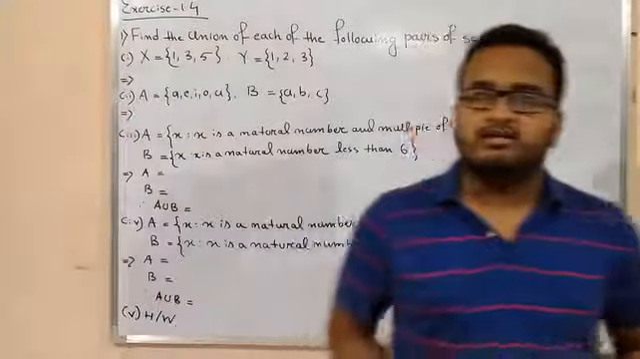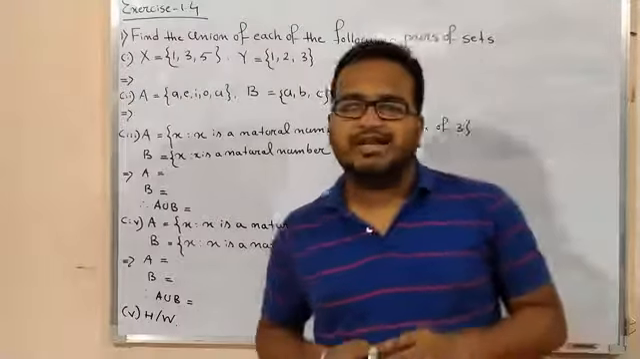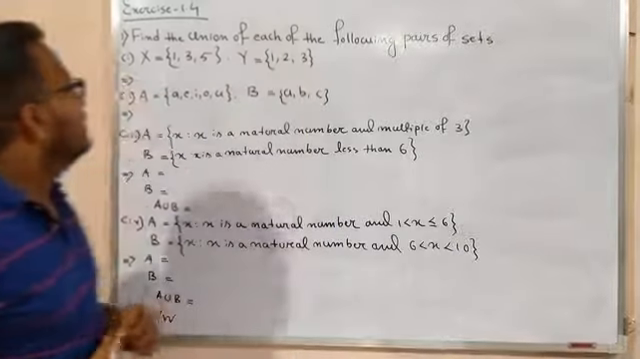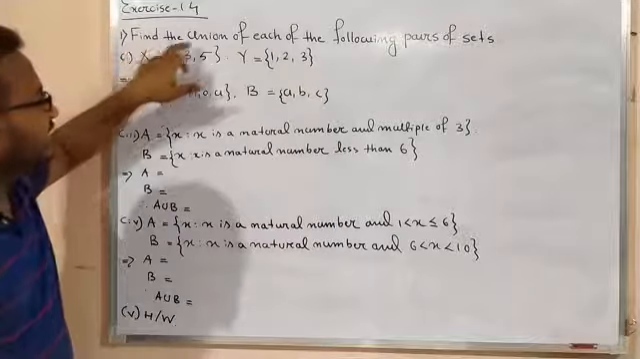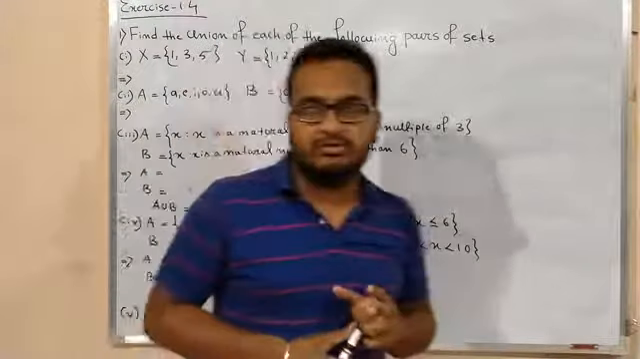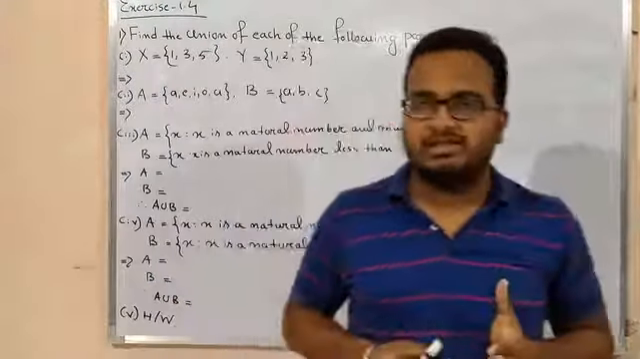Hello students, today we will start exercise 1.4. So let us discuss one by one. The first question is, find the union of each of the following pairs of sets. Two sets are given to you, and you have to find the union of both the sets.